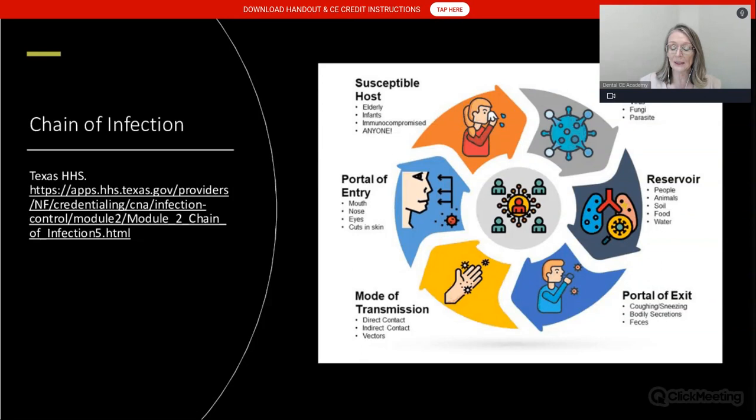We need a portal of exit. That is a way for the pathogen to escape its host. So either through coughing, sneezing, bodily secretions, bleeding, saliva, or feces. Mode of transmission. We need a way for that pathogen, once it escapes its host, to find and enter a new host. Mode of transmission, notice what we see there, the hands. The hands are the number one mode of transmission.